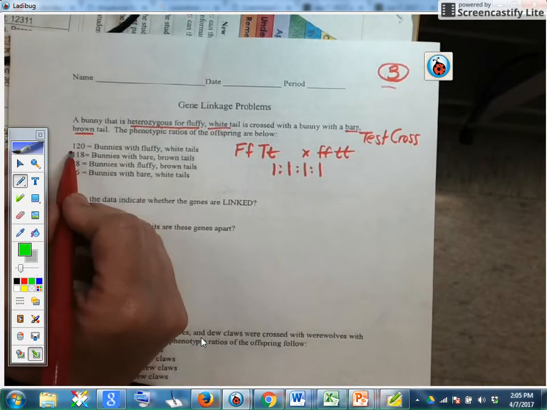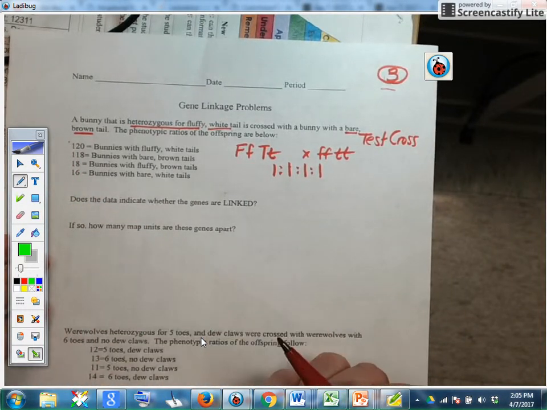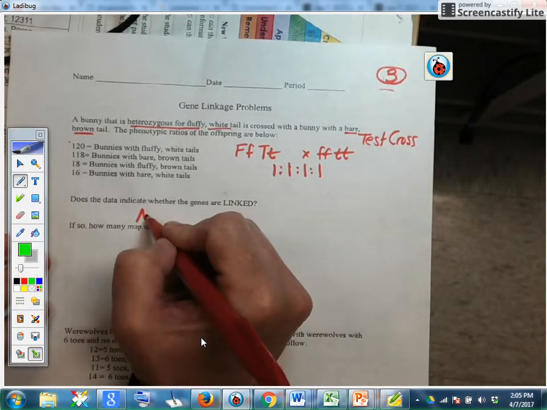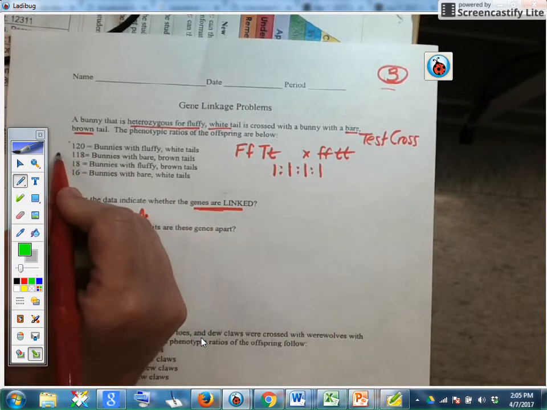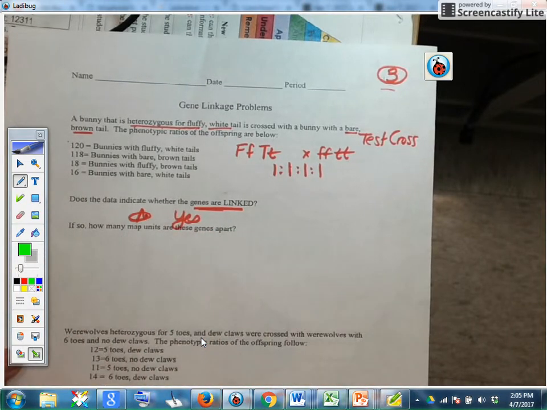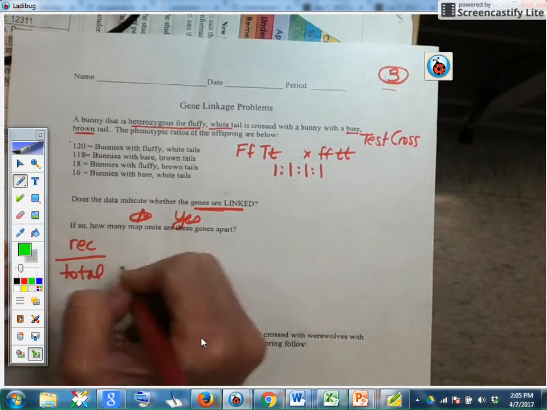Look here. Is that a 1 to 1 to 1 ratio? No, that's not a 1 to 1 to 1 ratio. 120, 118, 18, 16. So are these linked? If that's not a 1 to 1, yes, that is linked, and we have to do some math. Remember, we do recombinant divided by total.